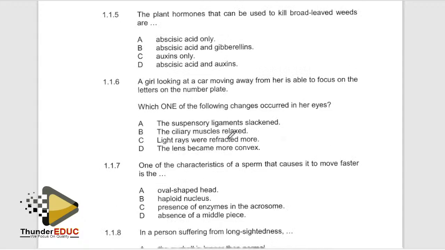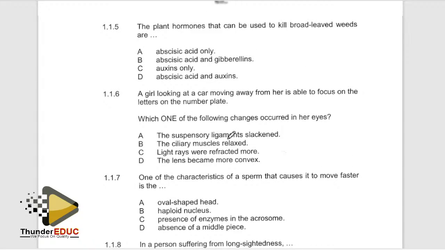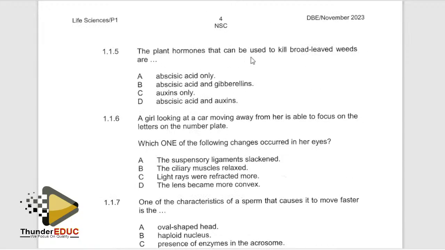They're saying that 1.5, the plant hormone that can be used to kill broad-leaf weeds. We talked about this yesterday, and we said that the plant hormone which is used, I hope you got it, yes, the plant hormone here is auxins. However, auxins is a growth promoter.